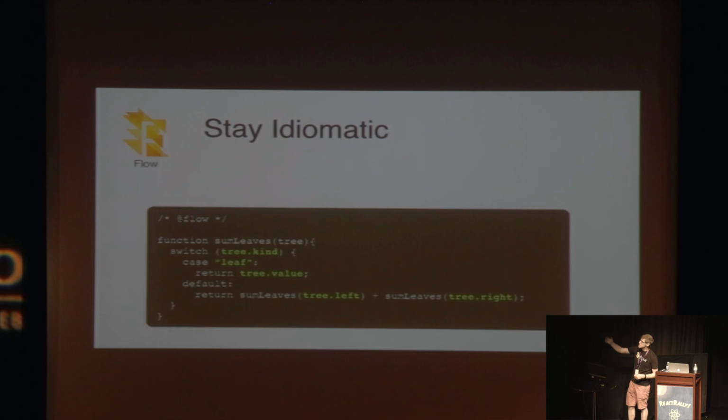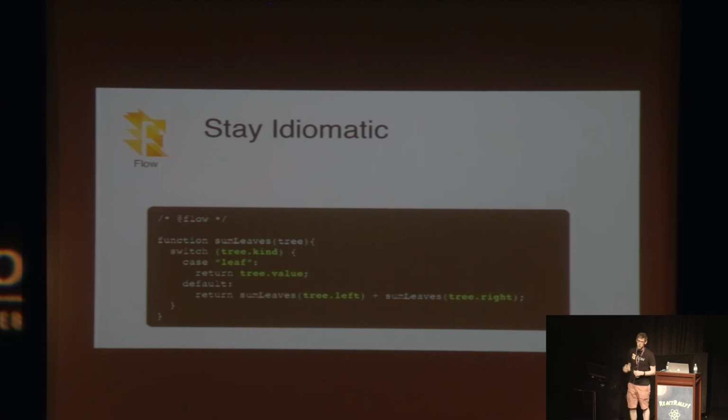What we have here is a function that will sum the leaves of a binary tree. And the way this binary tree is structured is you have one of two objects that might go into this function. You have a leaf object, which has a value property, and you have a branch object, which will have a left and a right property. Given that this function will take two different types, we need to disambiguate between these two types, and so we use a switch statement on a kind property that's sitting on this object.